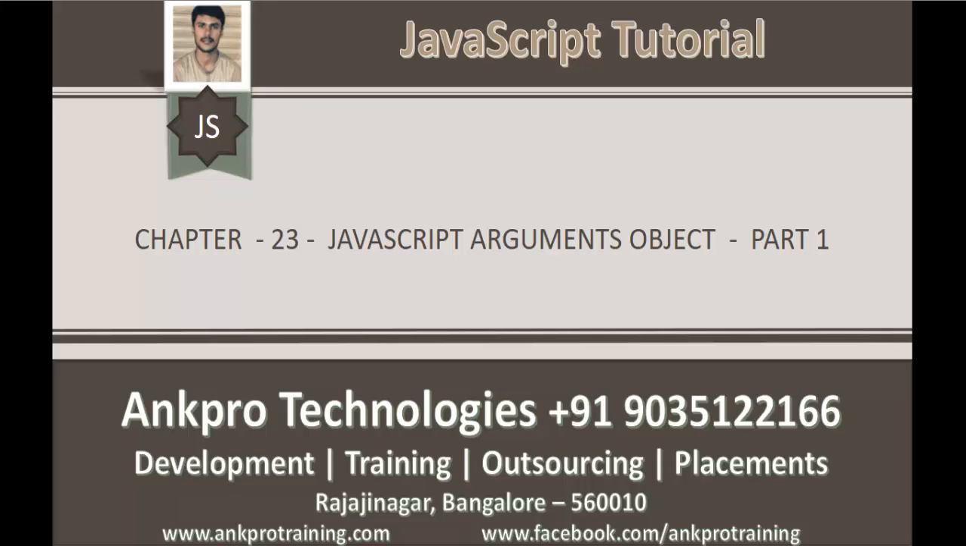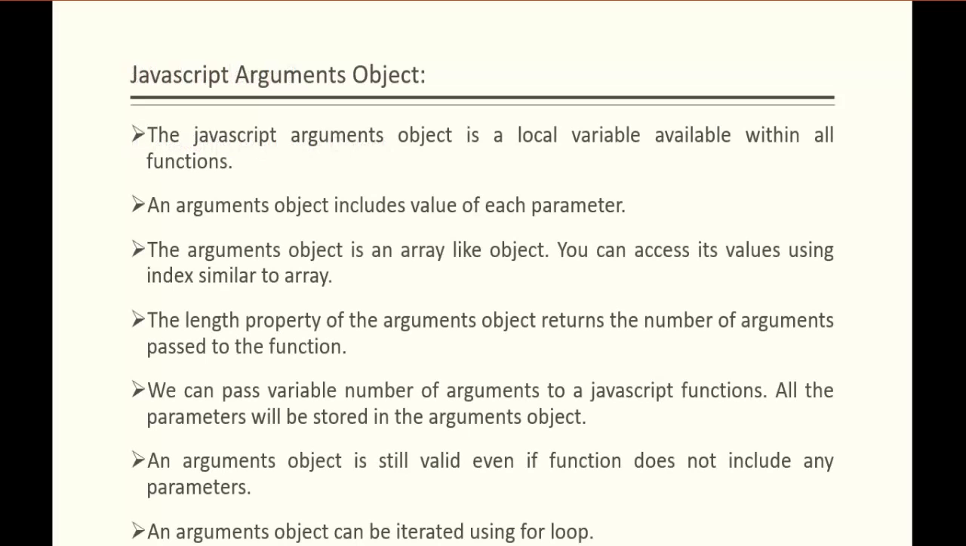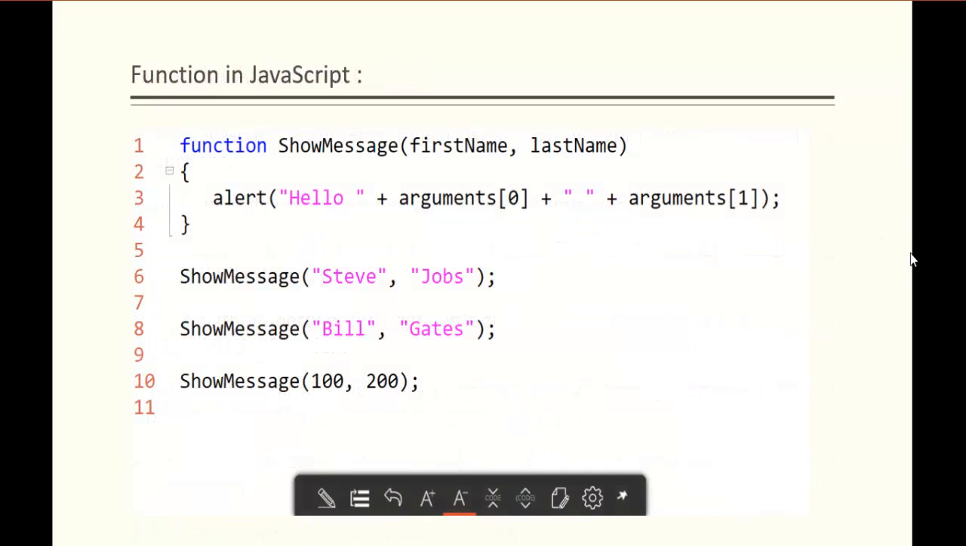My name is Harish. In this session, we are going to learn about the JavaScript Arguments Object. The JavaScript Arguments Object is a local variable available within all functions. An arguments object includes the value of each parameter. The arguments object is an array-like object, so you can access its values using an index similar to an array. Without wasting much time, let me show you how an arguments object looks.